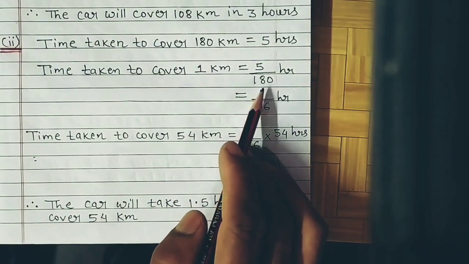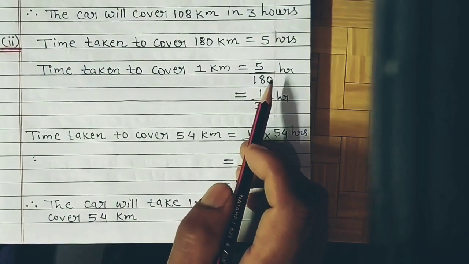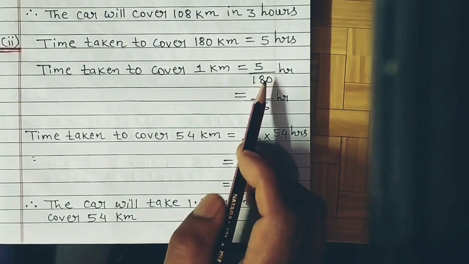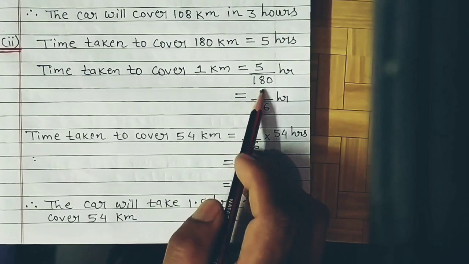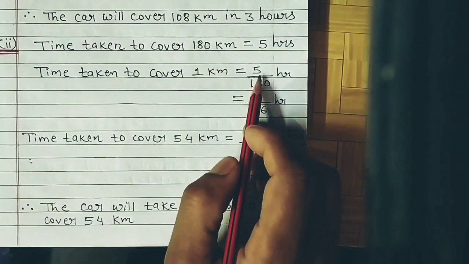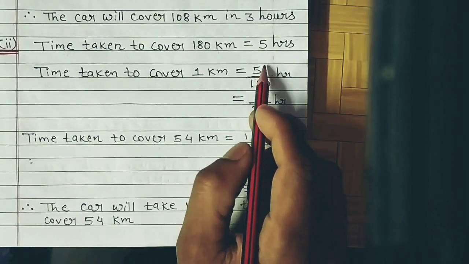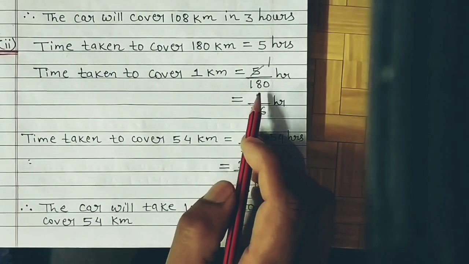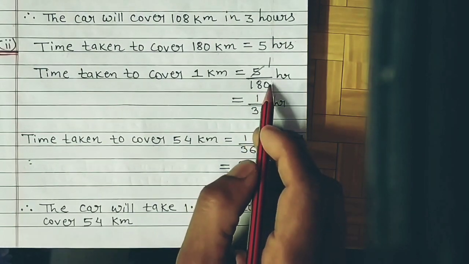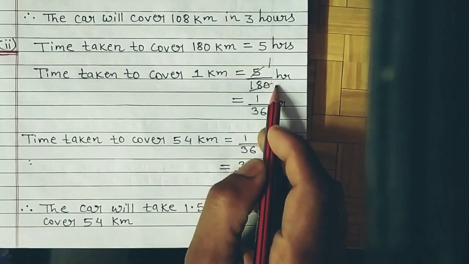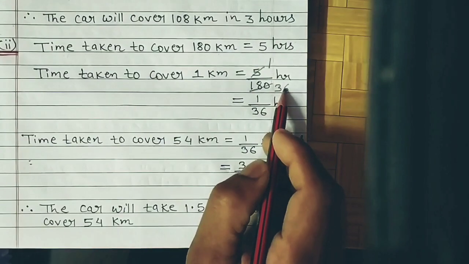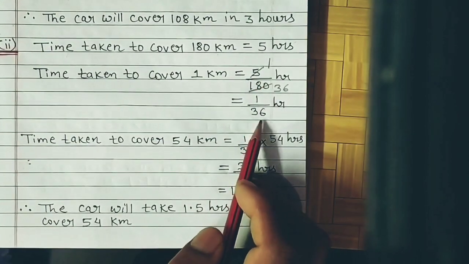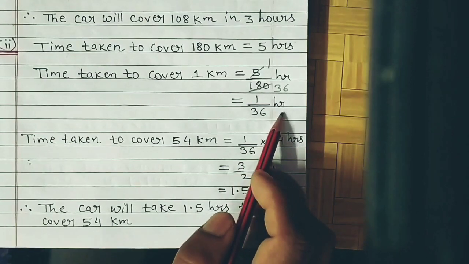And here, as we can see, the common number 5 will divide this 5 as well as this 180. So the number 5 will divide this 5 and the quotient will be 1. And the number 5 will divide this 180 and the quotient will be 36. So its value is 1 by 36 hour. Clear?